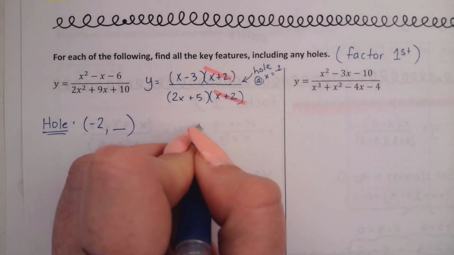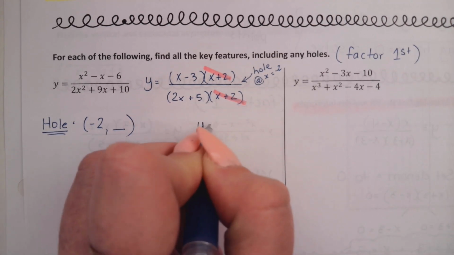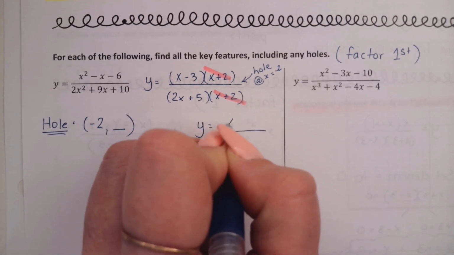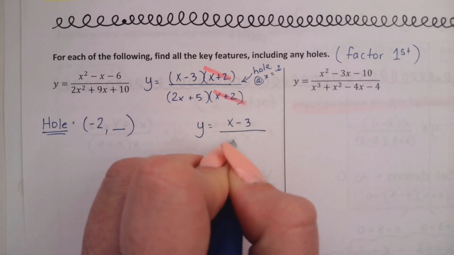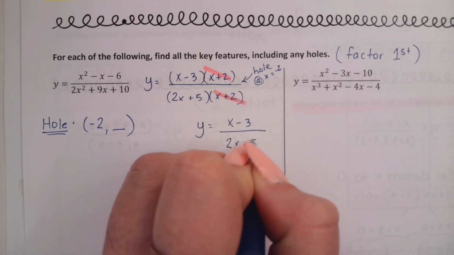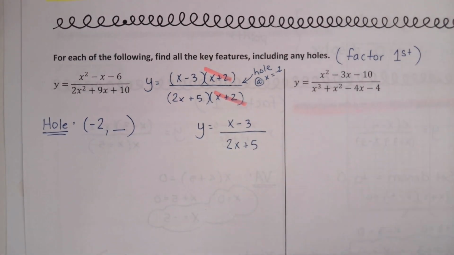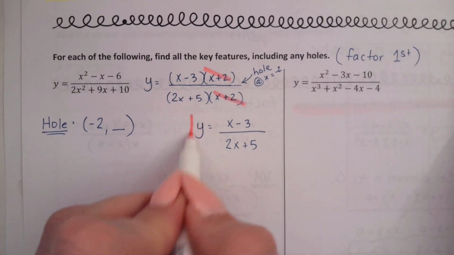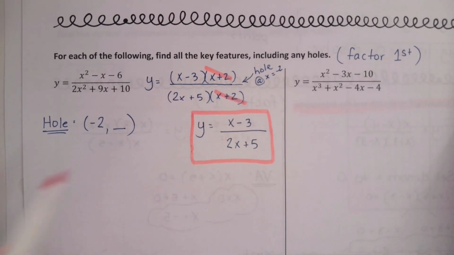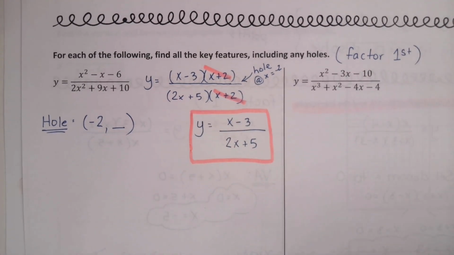I'm going to write my reduced fraction first that I'm going to use to find all my other information. I just have an x minus 3 on top. I have a 2x plus 5 on the bottom. I'm going to circle this, highlight this, whatever you need to do to remind yourself this is the one you use for everything now. The other one is dead. No longer exists.